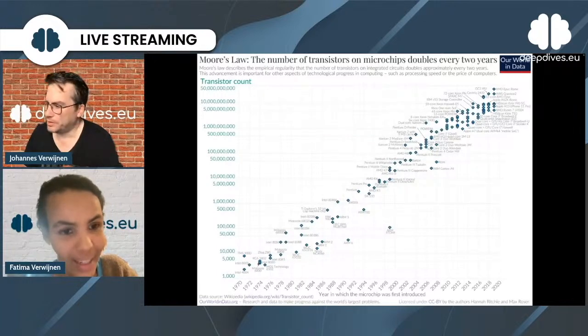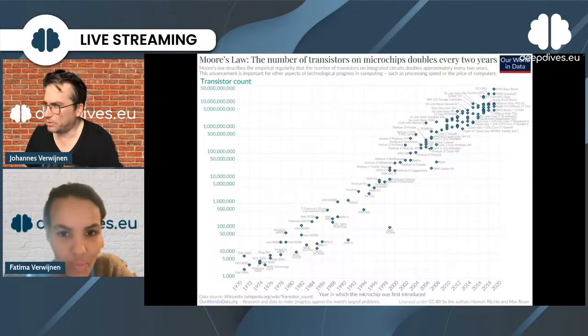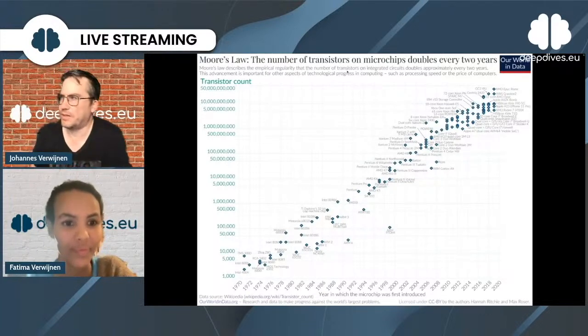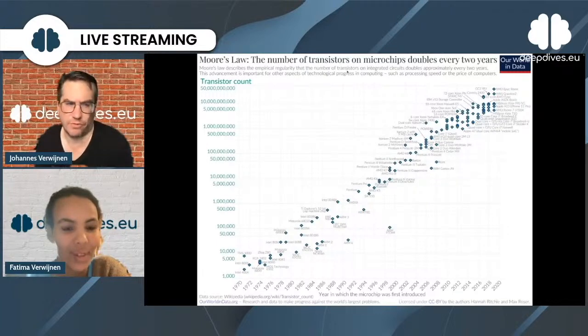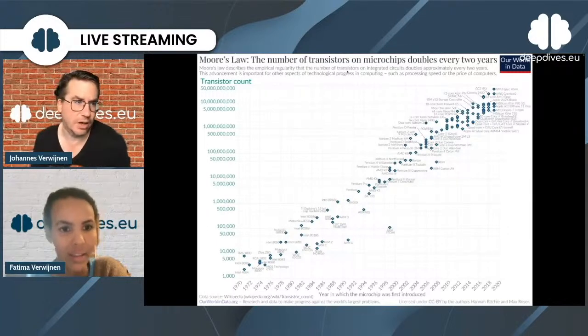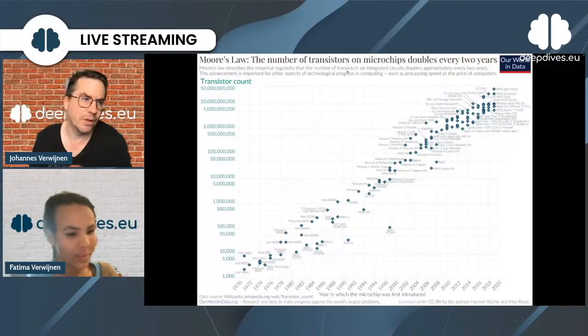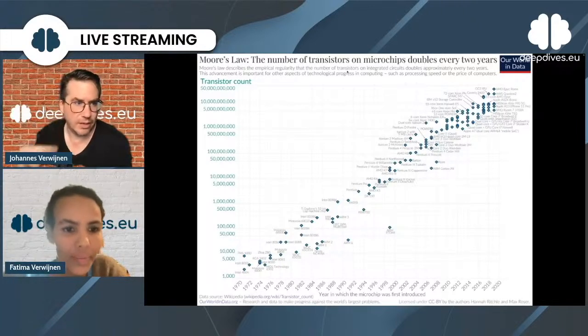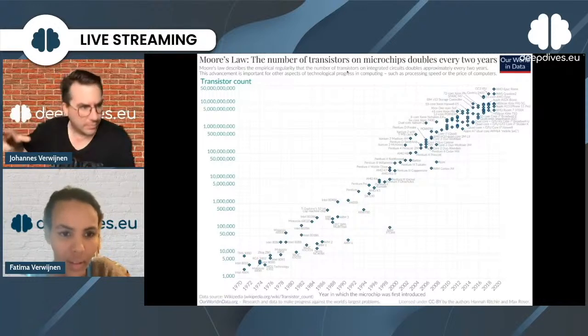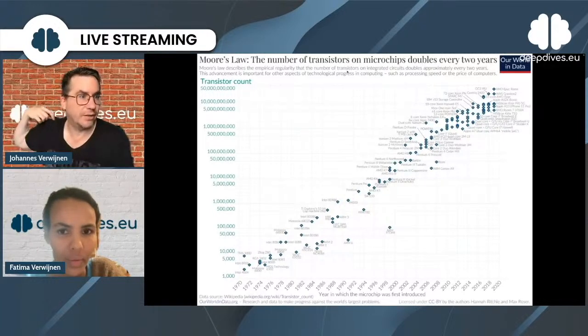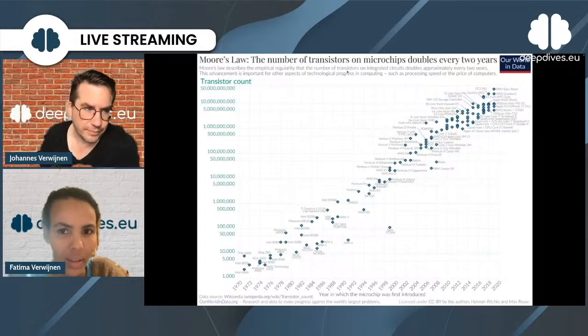Yeah. So this is an exponential gain, right? Moore's law says that the number of transistors on microchips doubles every 2 years. It roughly means that the speed doubles every 2 years. In the beginning, that doubling is of course fairly slow. But once you double over and over again, it starts to escalate really quickly. Right.